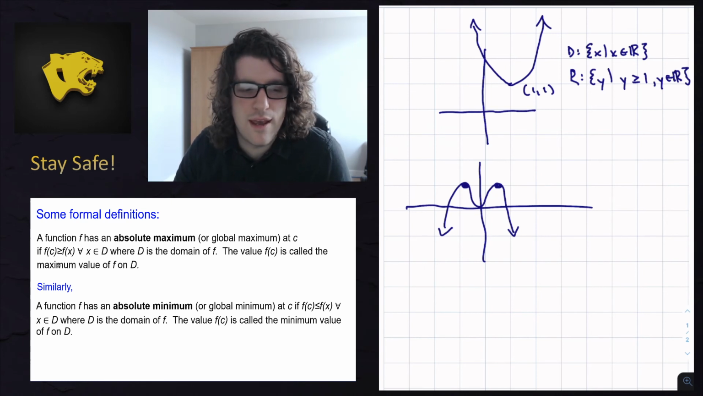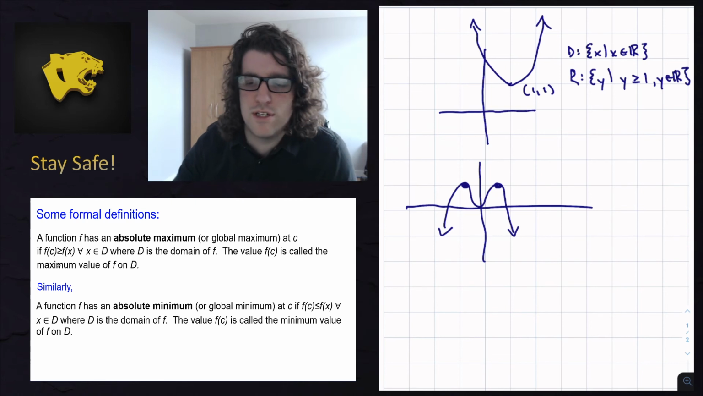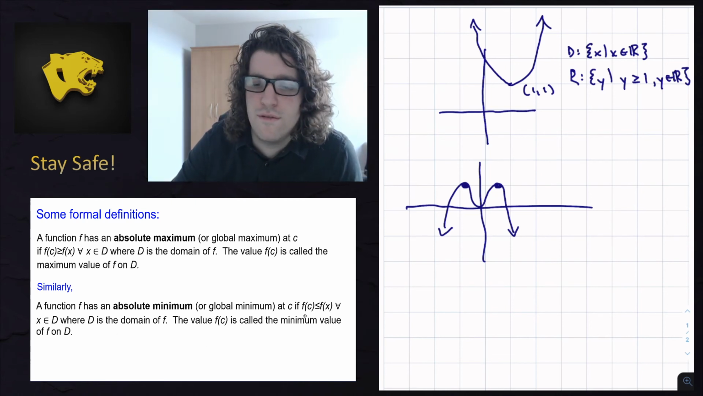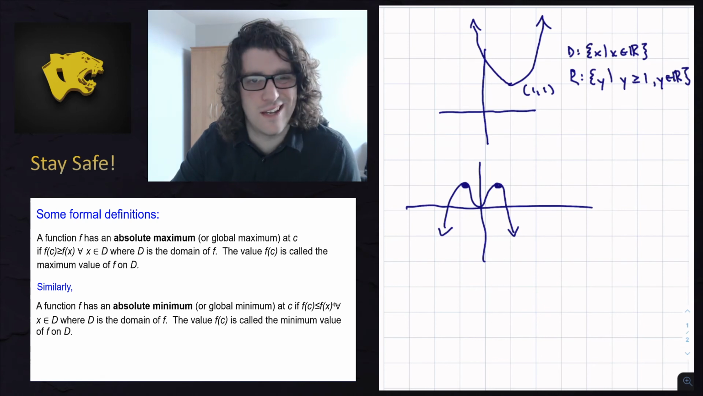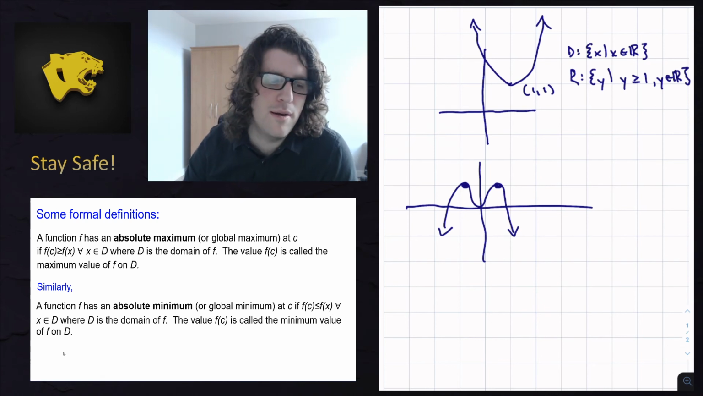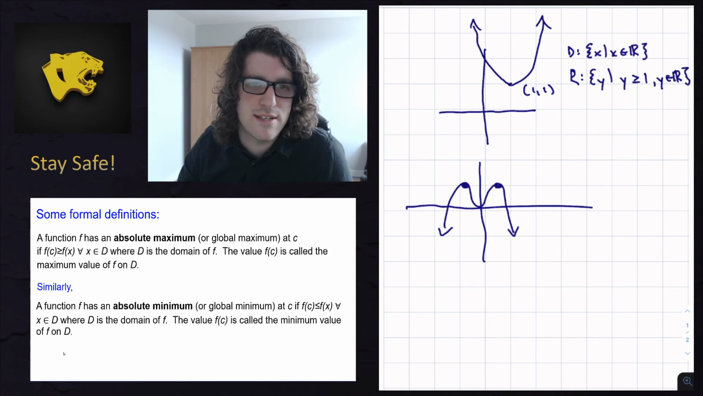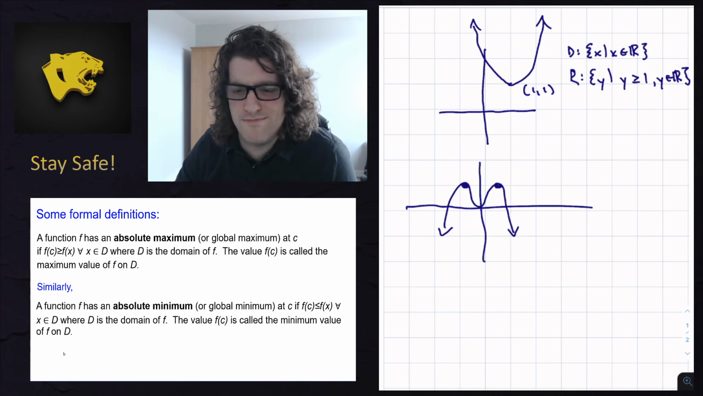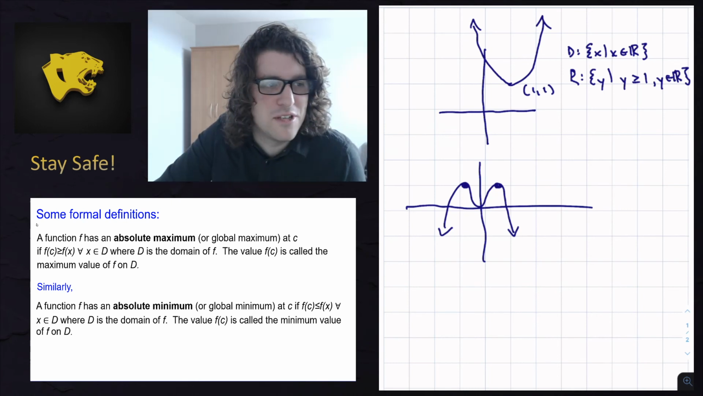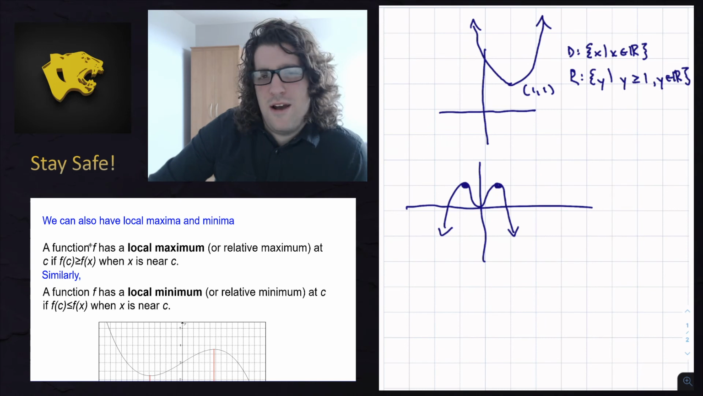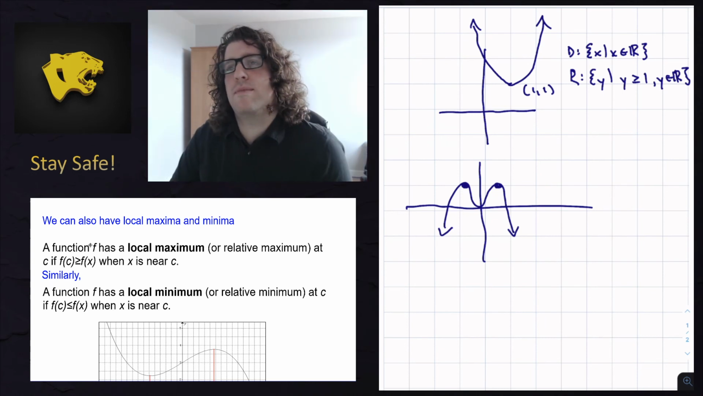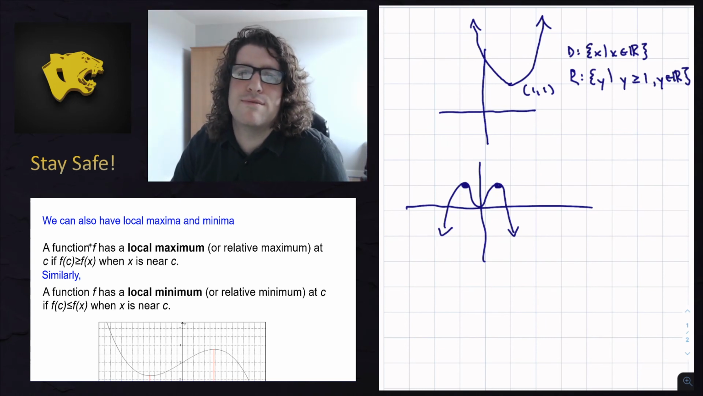So minimum is going to be no big shock there. Basically the same thing, except that the y value that you find is less than or equal to every single other y value, as long as you're staying with x's that are in the domain, which makes sense because otherwise you can't evaluate the function. So pretty straightforward.